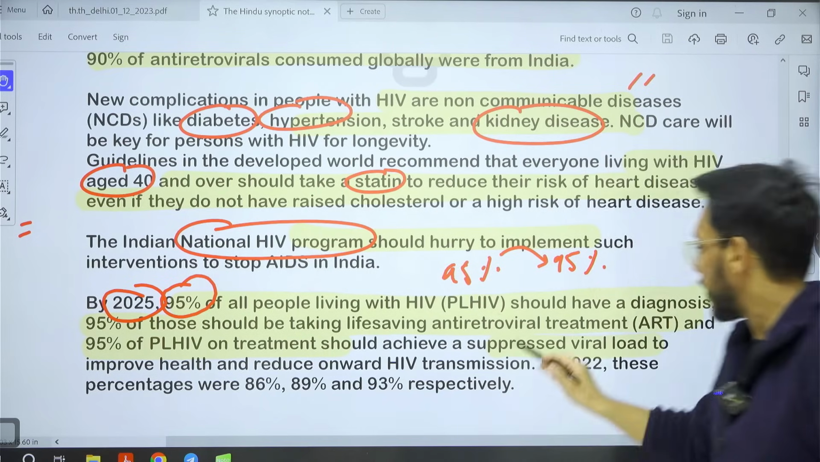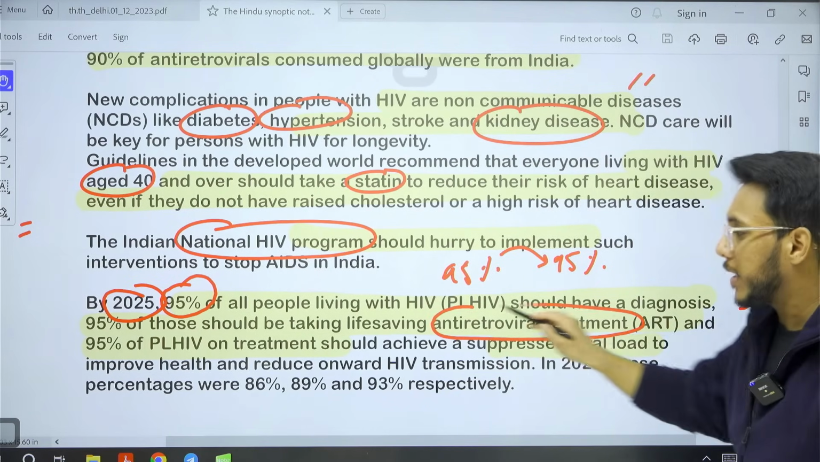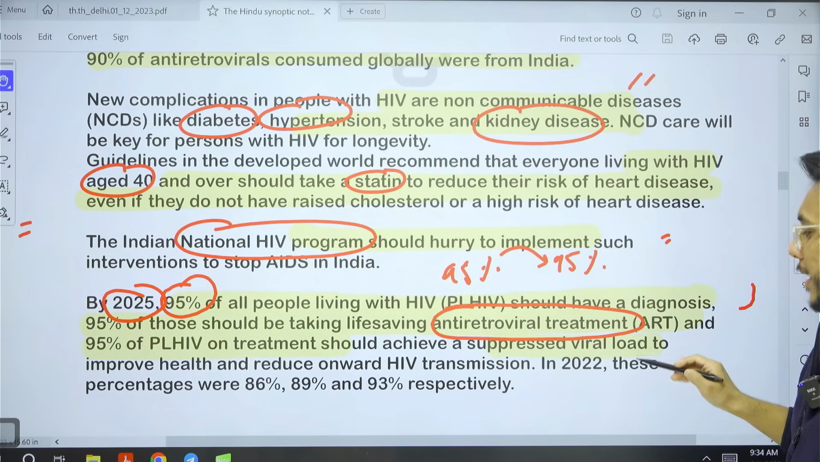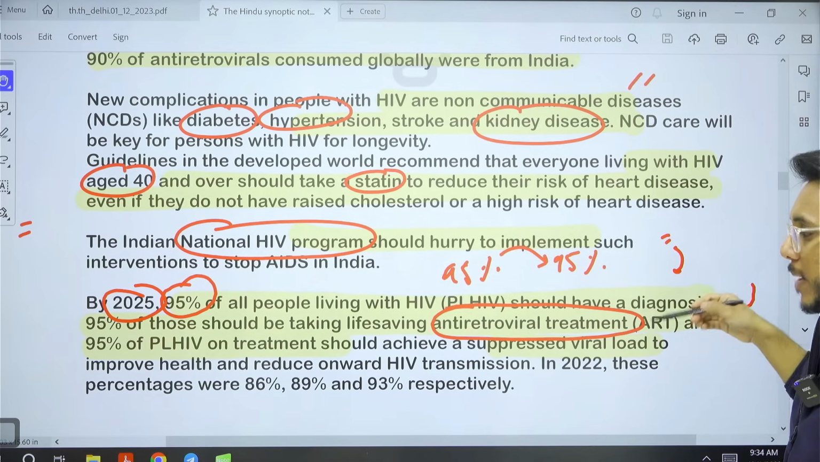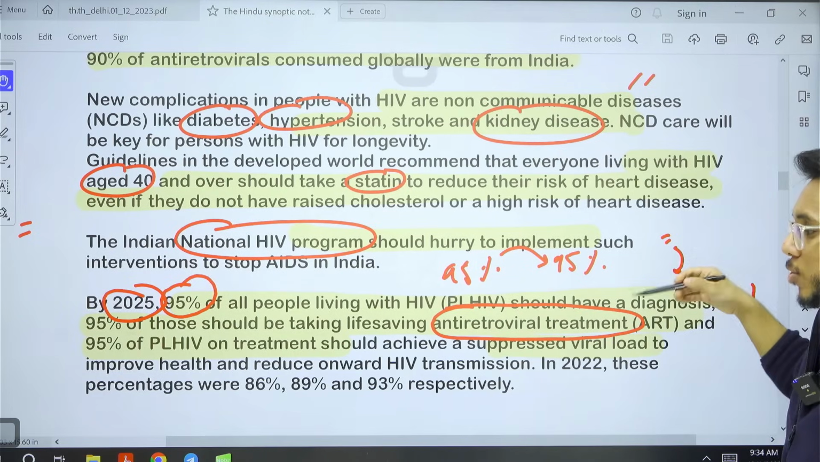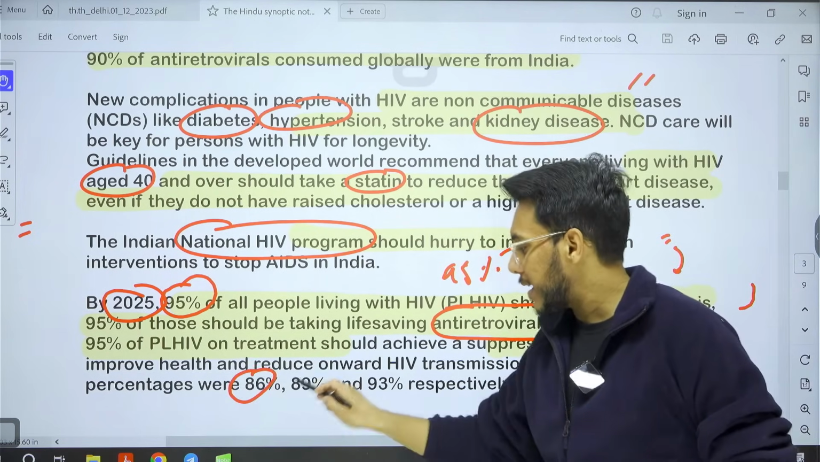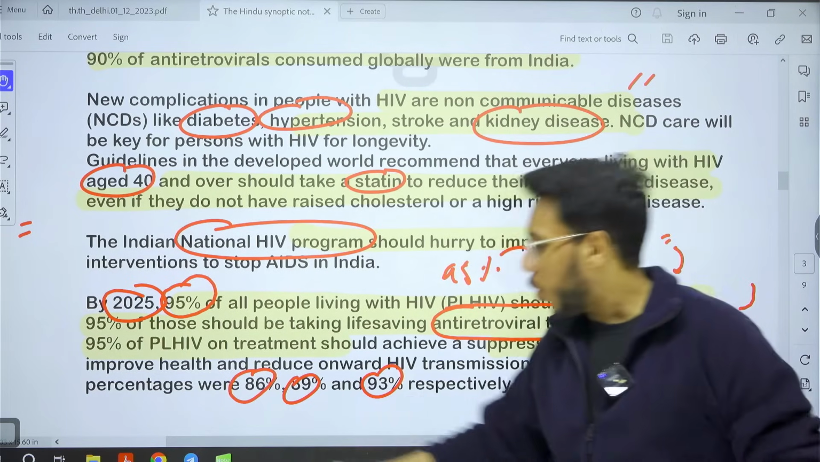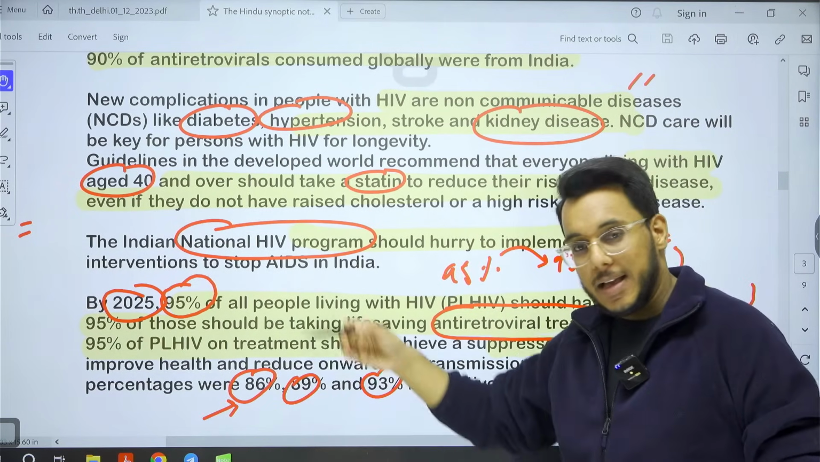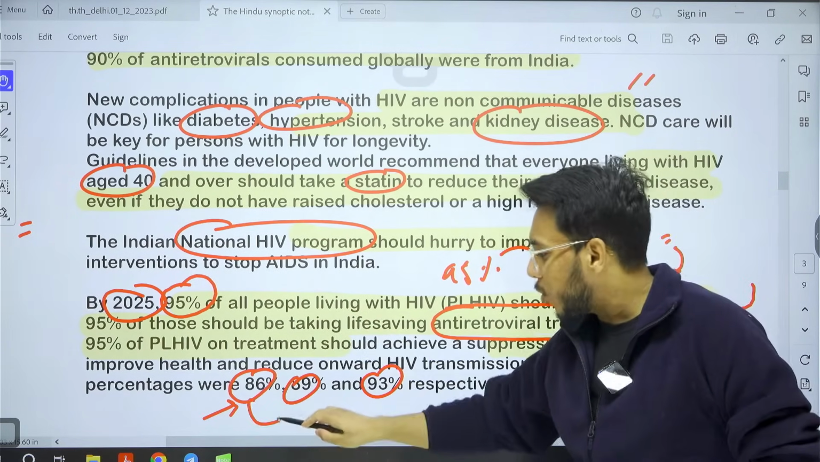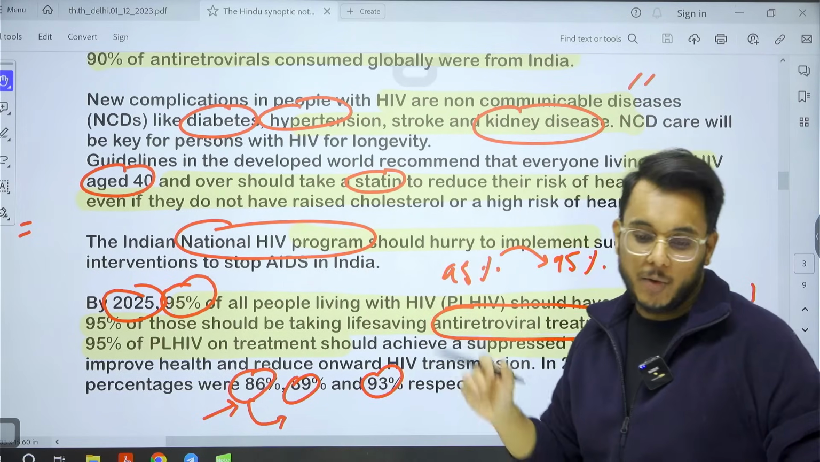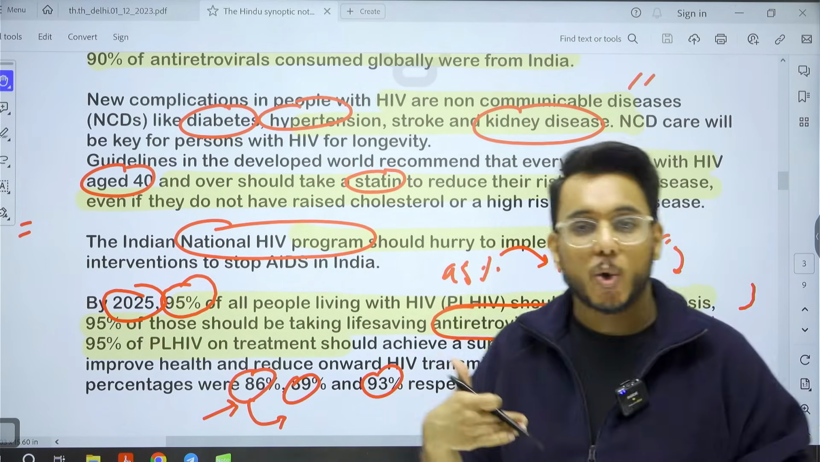Their 95% should be given antiretroviral treatment, and 95% of them should see a suppressed viral load. Right now it is 86%, 89% and 93%. Only 86% of people are getting diagnosed, and of that only 89% are getting antiretroviral therapy. So these numbers are to be increased.